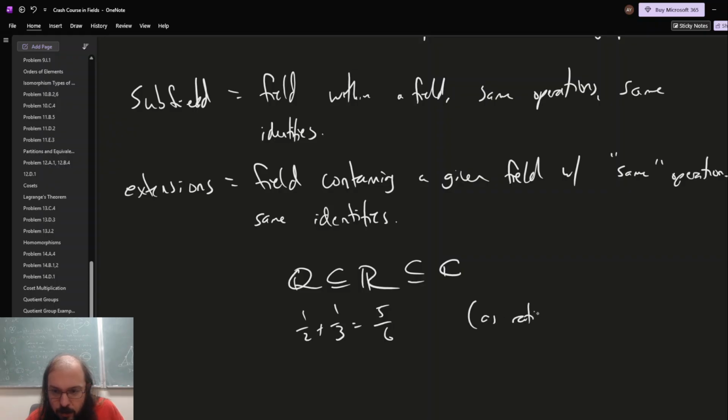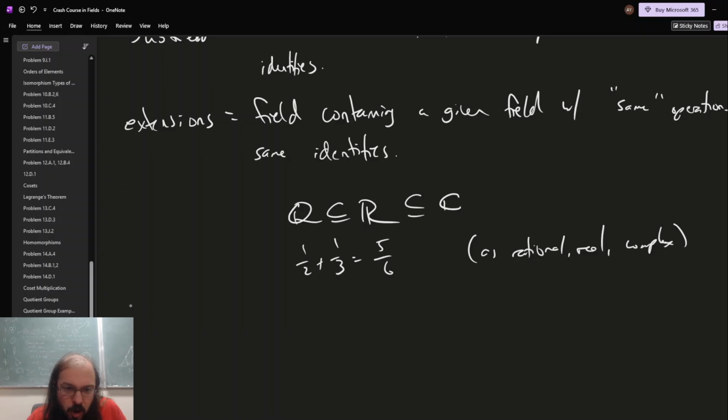As rational numbers, as real numbers, complex numbers, it doesn't matter. It's the same way of thinking. Now, this is a little bit new because we haven't been thinking about group extensions. And the reason is because actually group extensions are really hard.